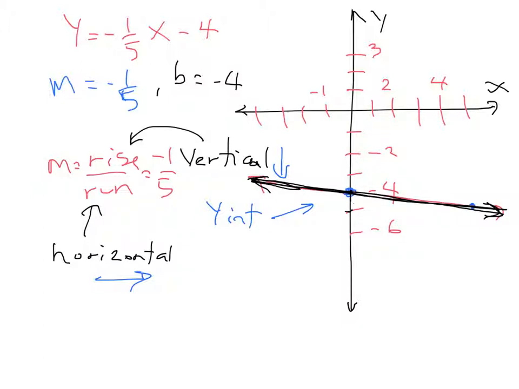One thing before we go, remember to draw arrows at the end of the line. Those lines keep going to the right and keep going to the left, so you need to draw those arrows to show that they keep going.